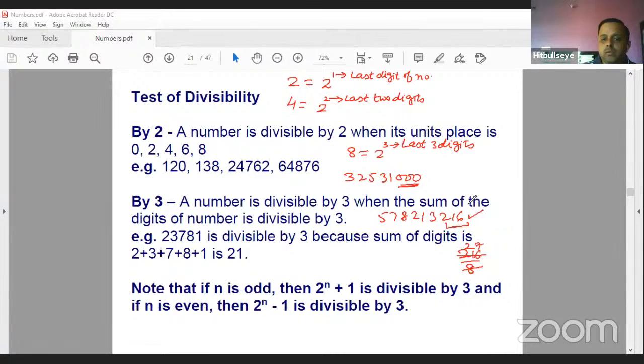And you can carry on this concept to the next numbers also, which are in the powers of 2. For example, 16 is 2 power 4, so you will check the last 4 digits. 32 is 2 power 5, so you will check the last 5 digits and so on.